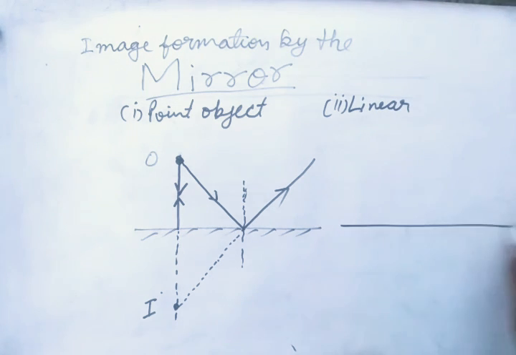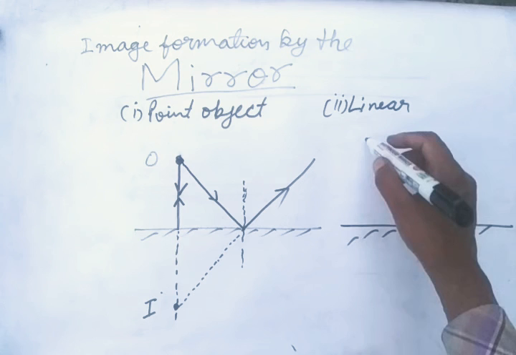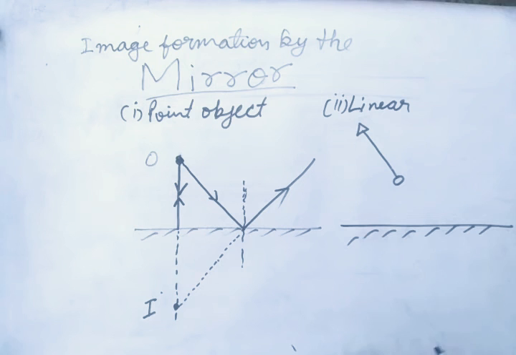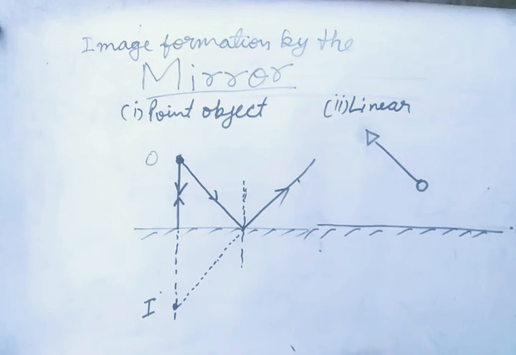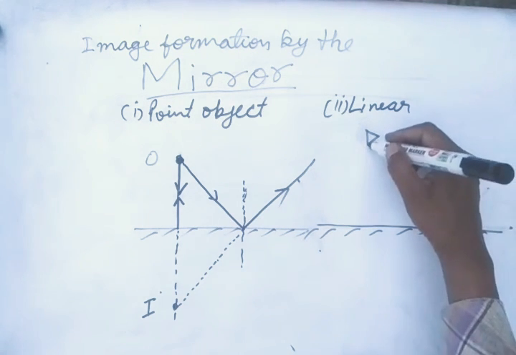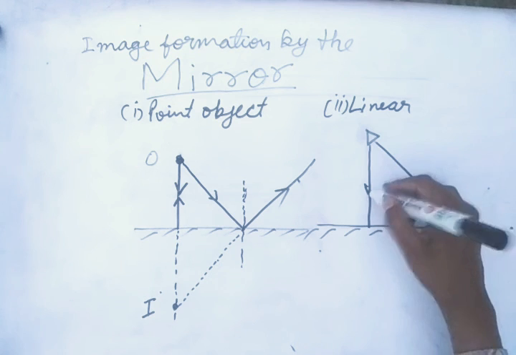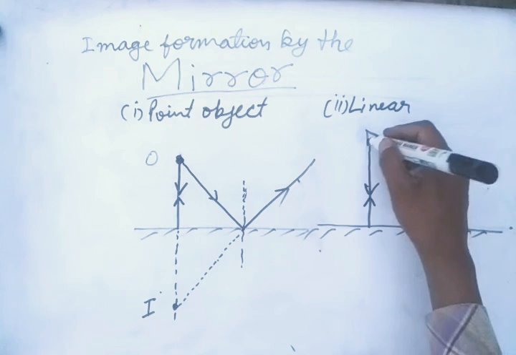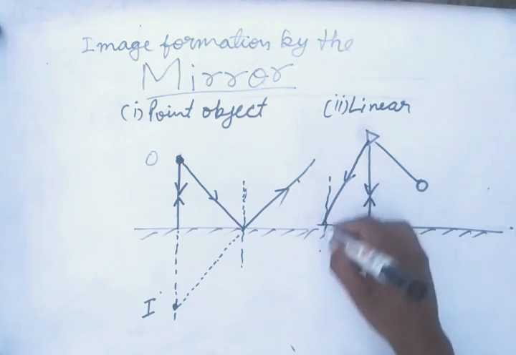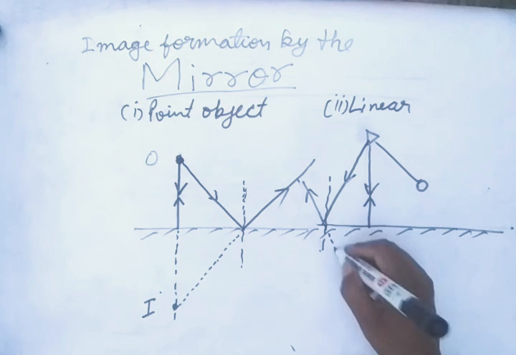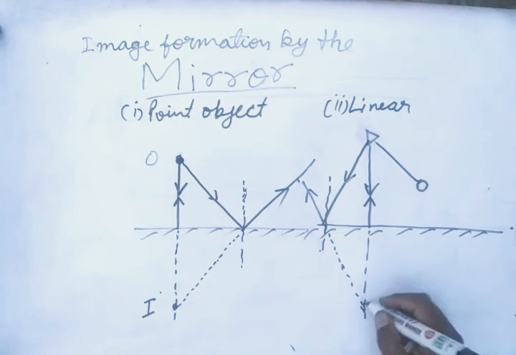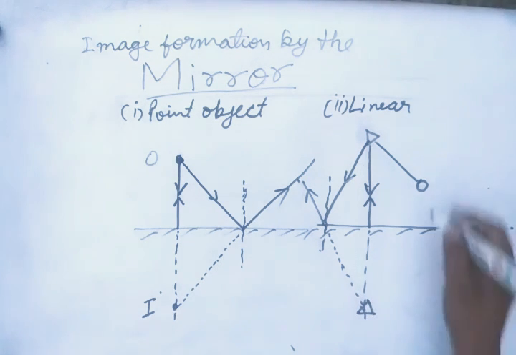Linear object means a line. So let us suppose this is that linear object. Now, first I will change the orientation. In the case of extended objects, the first step is to draw a perpendicular ray, which is at angle of incidence 0. Draw it this way, it will get reflected along this direction. Now move backward, and both of these will intersect somewhere here. So here we will get this arrowhead image. Next, another ray.